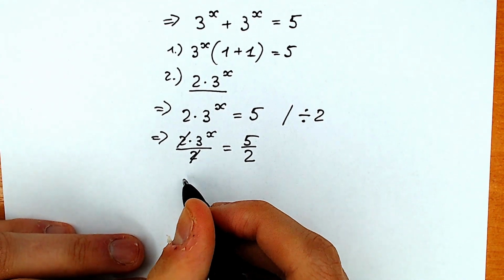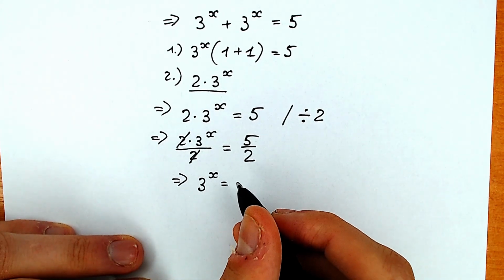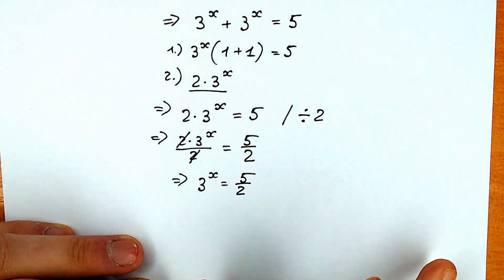So we have 3 to the power x on the left side, and on the right side we have 5 halves. Let's leave it like that. I don't like the decimal 2.5, so let's leave it as 5 over 2.